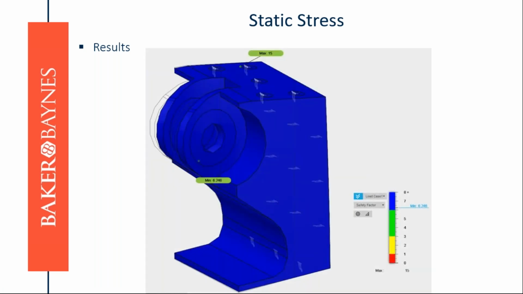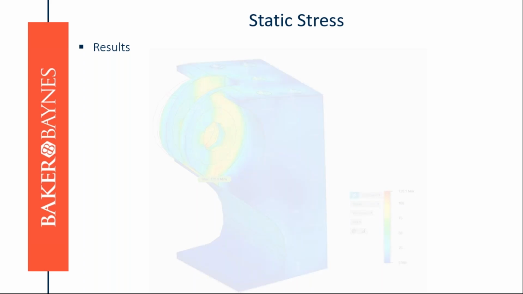If you look at the safety factor itself, the maximum safety factor is 15. The minimum was 6.42. So for the design criteria, the minimum safety factor we could have gone to was 1.2. As you can see here, we're way above that. So that's perfectly fine. We meet that criteria.